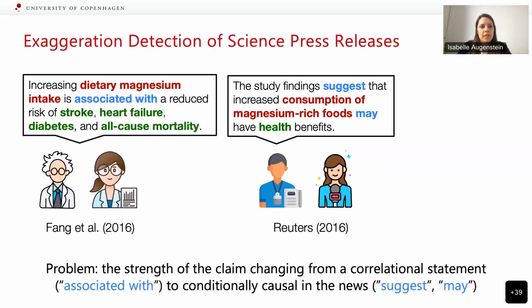Now, starting with the exaggeration detection of science press releases, that's this setting here where we have the original scientific text and then we have the press release. And we want to predict the strength of the claim, changing from, for example, a correlational statement, associated with, to a conditionally causal statement in the news, such as suggests or may. Here, those would be the linguistic markers.